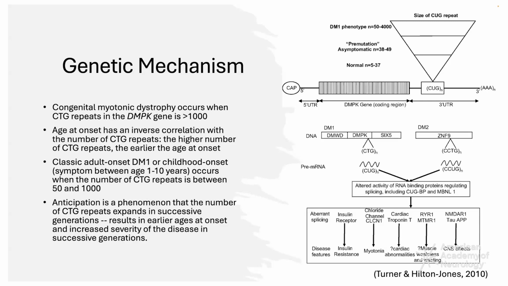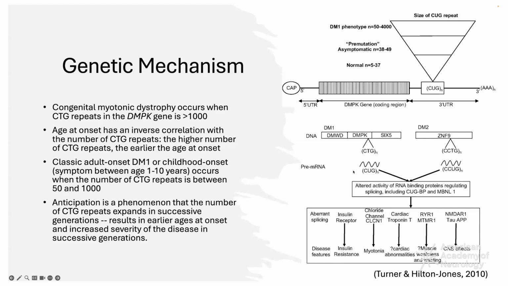CTG repeats between 50 and 1,000 can result in classic adult onset or childhood onset myotonic dystrophy type 1, in which the onset of symptoms is between the age of 1 and 10 years. Congenital myotonic dystrophy and childhood myotonic dystrophy represent a spectrum of the myotonic dystrophy type 1 disorder. Due to anticipation, the parent of a patient with congenital myotonic dystrophy, usually the mother more commonly than the father, may have classic myotonic dystrophy with fewer CTG repeats, and anticipation is the phenomenon when the number of multinucleotide repeats expands in successive generations, resulting in earlier onset and more severe symptoms.